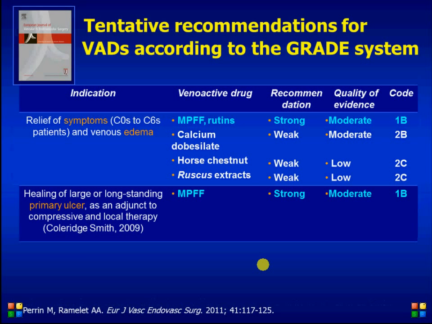And we wrote an article that was published in the European Journal of Vascular and Endovascular Surgery, and we made tentative recommendations for venoactive drugs according to the graded system, and you can read the grade of recommendation for MPFF, rutosides, calcium dobesilate, horse chestnut, and Ruscus extract.